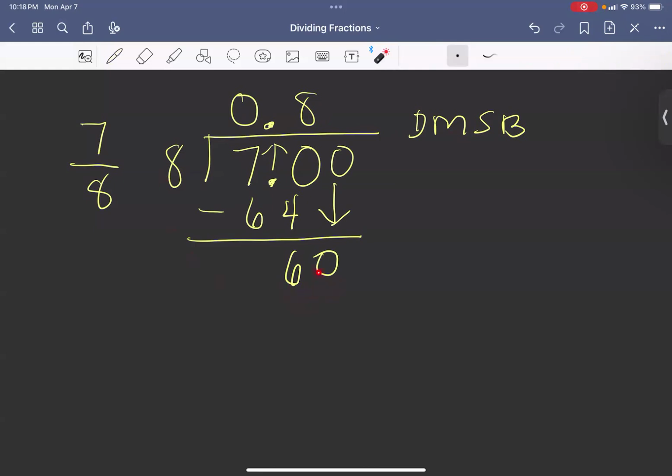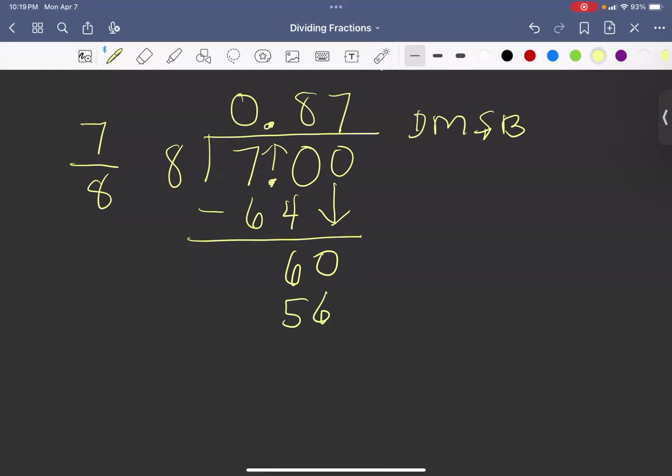How many times can 8 go into 60? It's going to be 7 times, because 8 times 7 is 56 and 8 times 8 is 64, which is too big. It's going to be 7. So now I just divided. Now I need to multiply. 7 times 8 is 56.